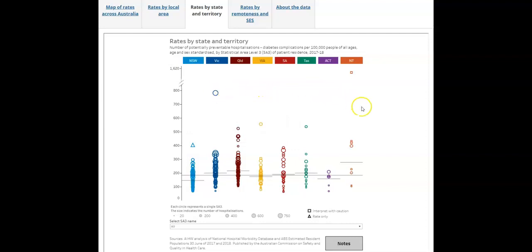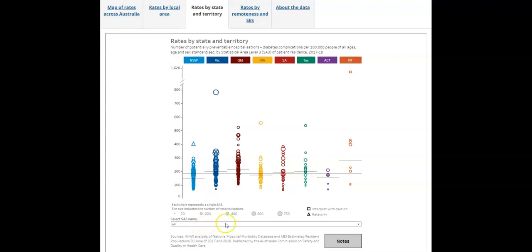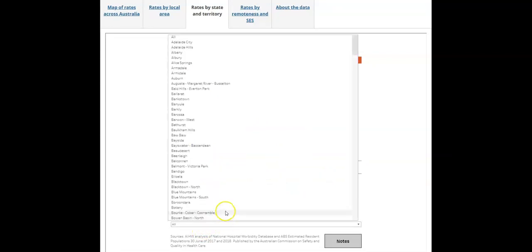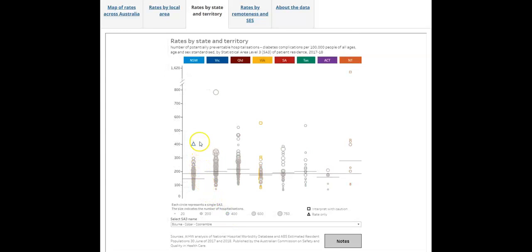This horizontal line that spans the entire figure shows the standardized rate for Australia. State or territory rates are also marked as shown. In this graph, the rate for Northern Territory was much higher compared to those reported in other states and territories. To focus on a specific SA3, use the drop-down box at the bottom of the graph.